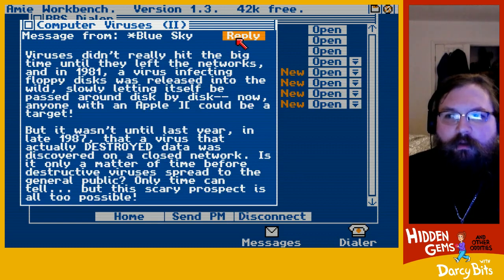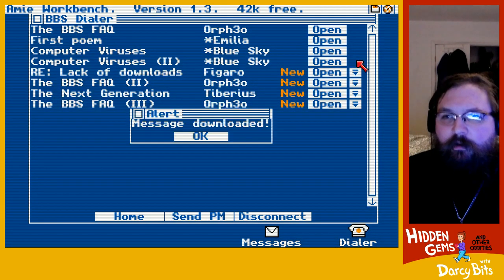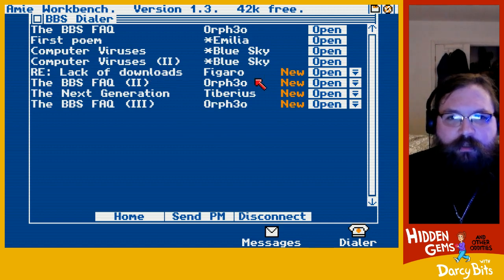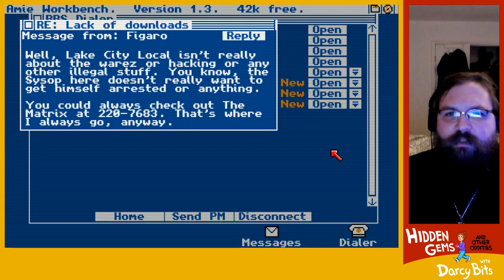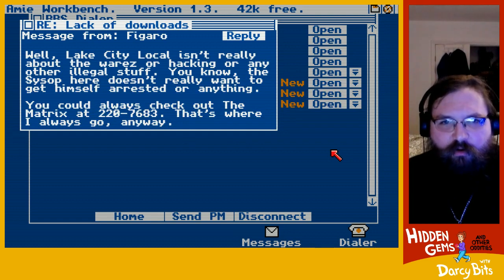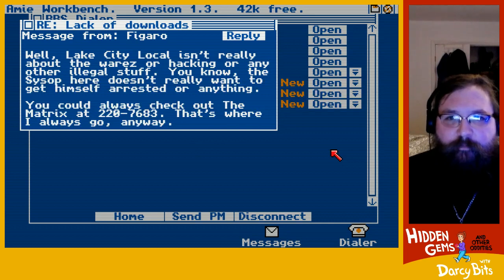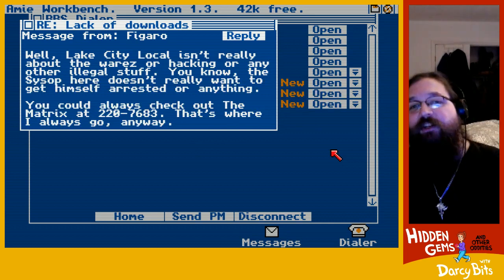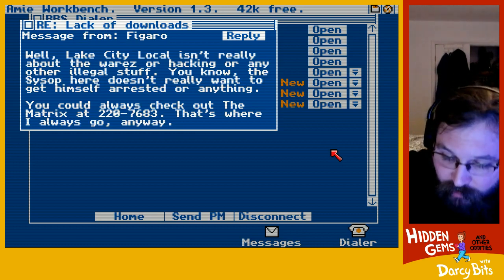What about the Reaper? Doesn't that destroy data? I have such fascinating insights. Figaro says the lack of downloads. Well, Lake City Local isn't really about the wares or hacking or any other illegal stuff, you know? The sysop here doesn't really want to get himself arrested or anything. But you could always check out The Matrix at 220-768. That's where I always go, anyway. So we're going to write that down.